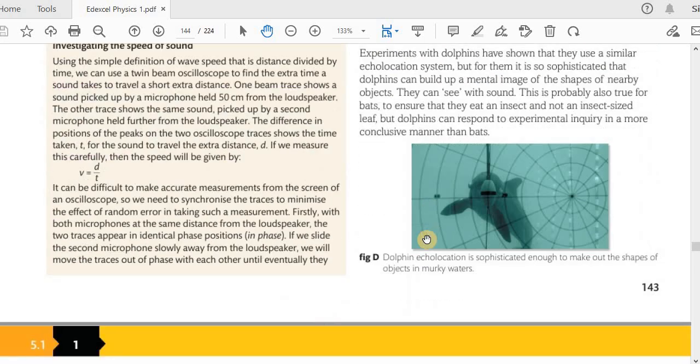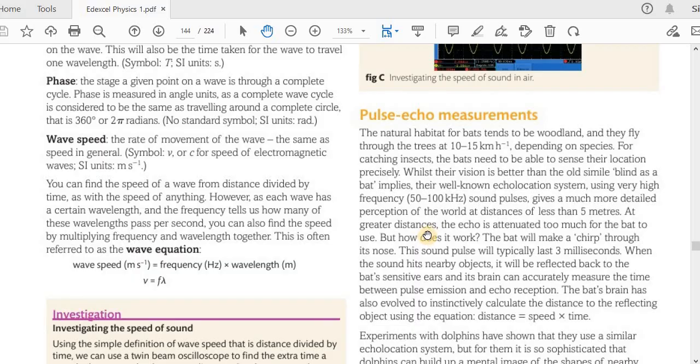Then the pulse echo technique, again it's about sending the sound and getting the reflected sound, which is the echo. Animals can use this to find the distance to a certain object, like bats. They use this technique, echolocation. The natural habitat for bats needs to be woodlands. So instead of seeing, they're able to find the distance from the sound that is reflected, the echoes. They fly through the trees at 10 to 15 kilometers per hour depending on species. For catching insects, the bats need to be able to sense their locations precisely.